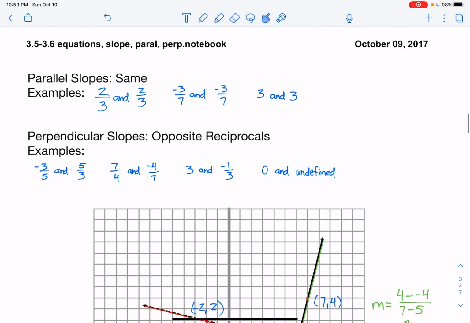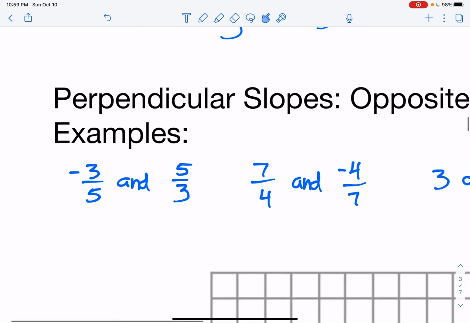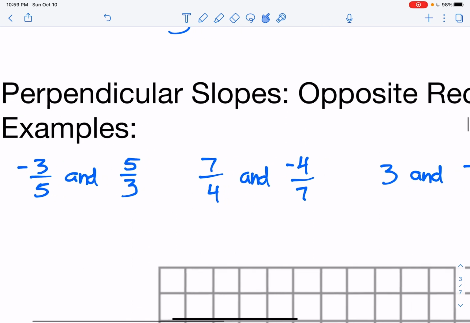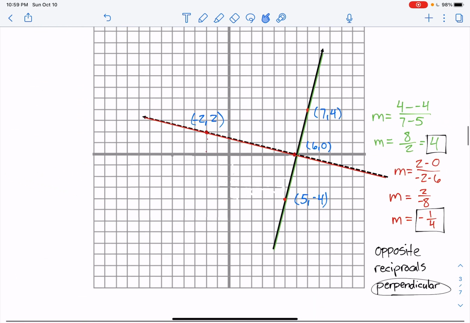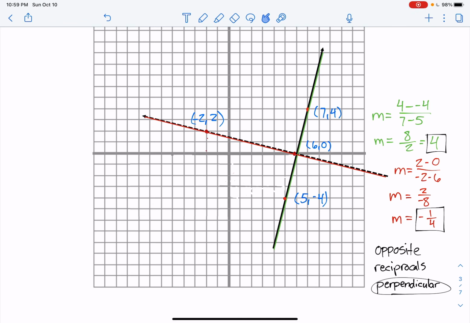And to determine if it's parallel or perpendicular, remember, if it's parallel, it means the slopes are the exact same. If it's perpendicular, it means they are opposite reciprocals. Flip the fraction and make it the opposite sign, positive, negative. And we did that here. Given 2 different points on 2 lines, we found the slope of each line, and then we saw, in this case, they were opposite reciprocals, so they're perpendicular. If they were the exact same, we'd say they're parallel, and if they were neither of those, we would say neither.